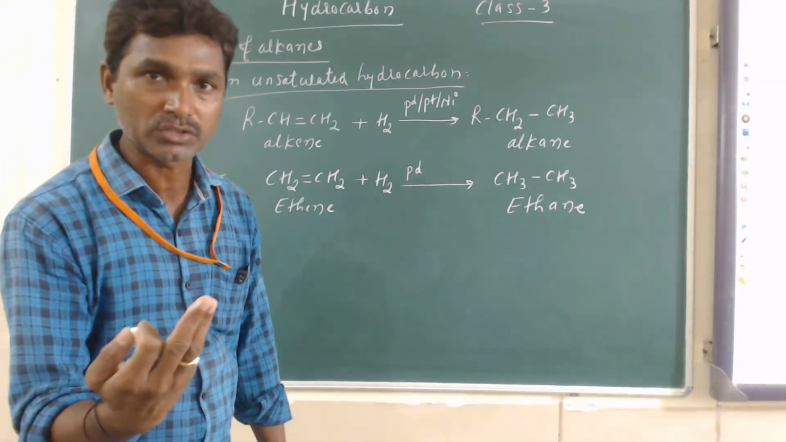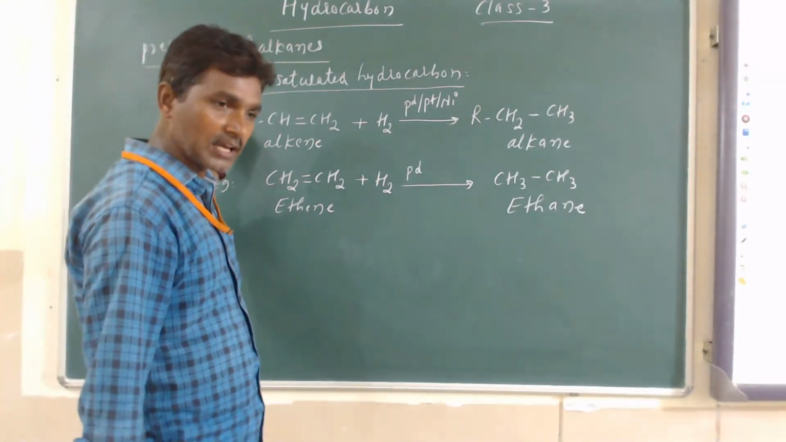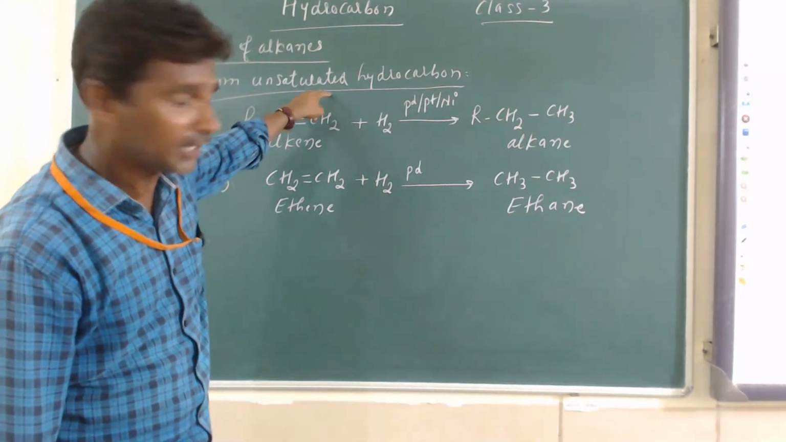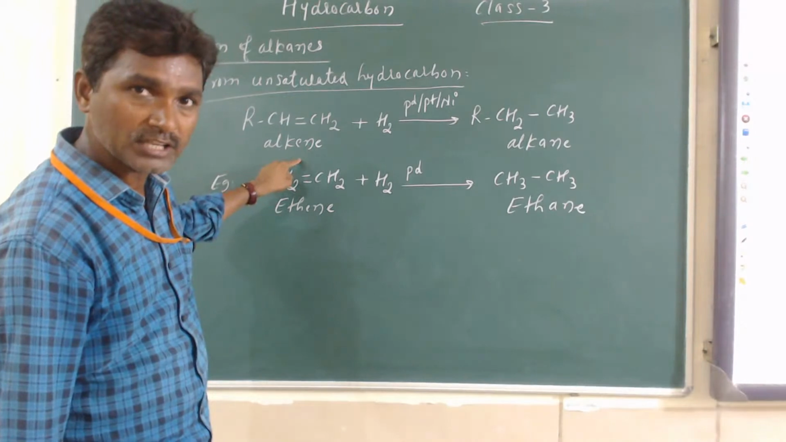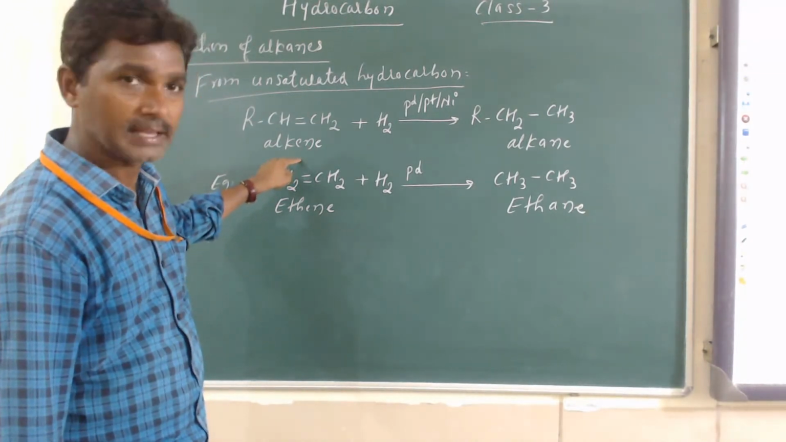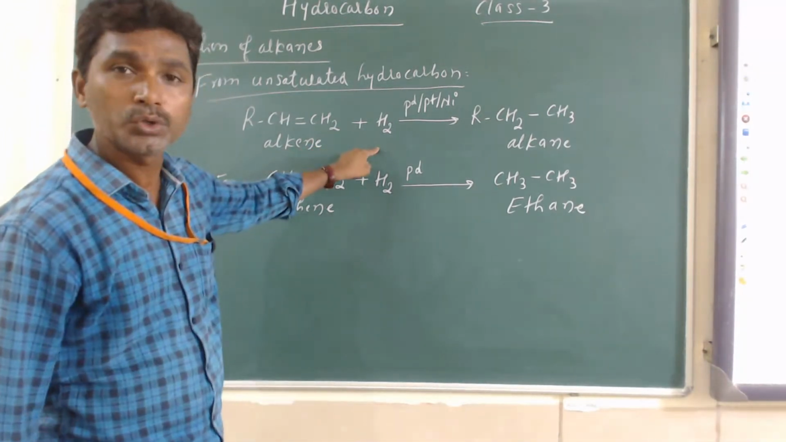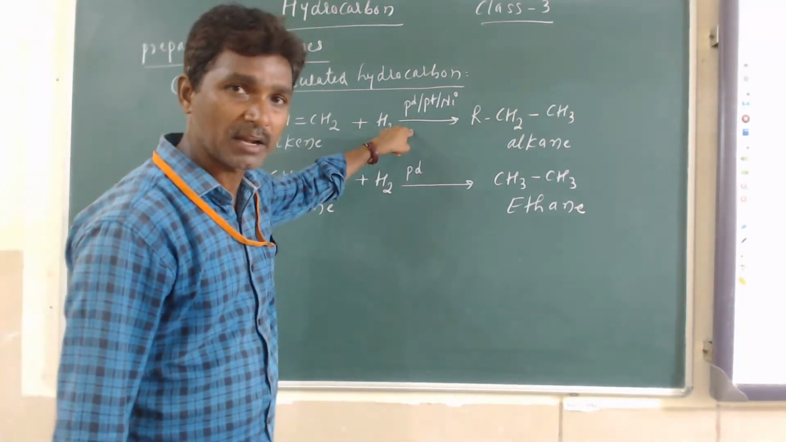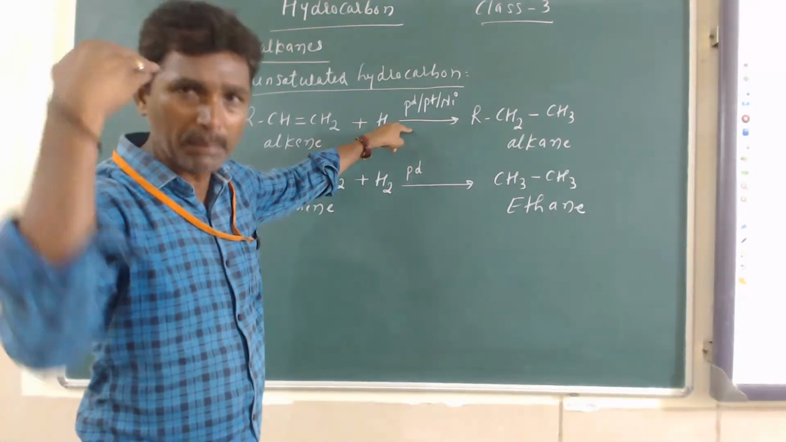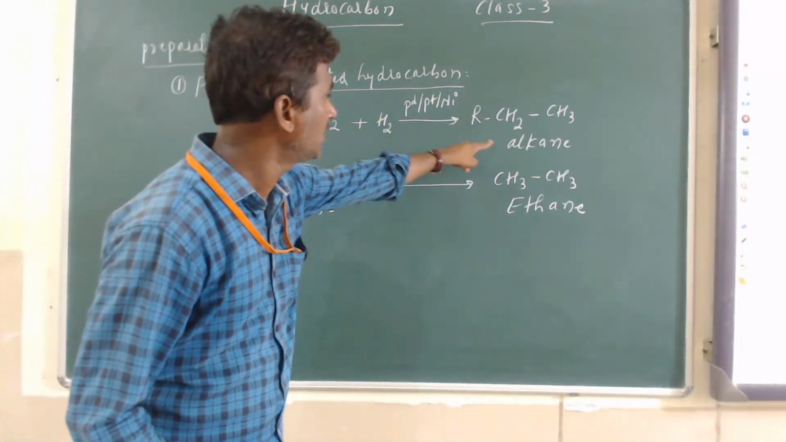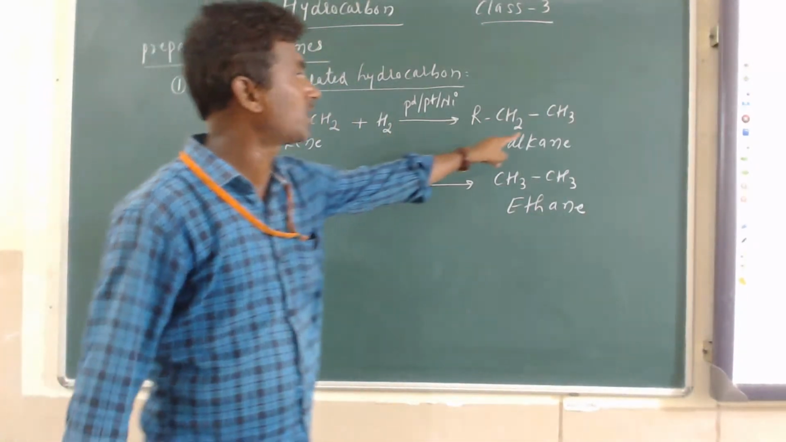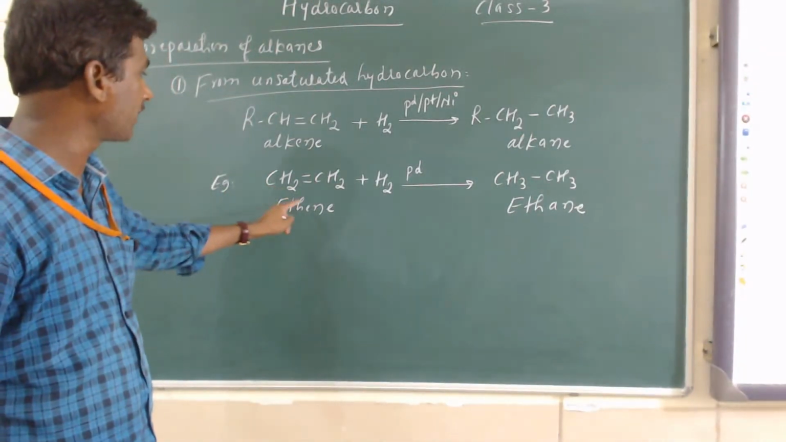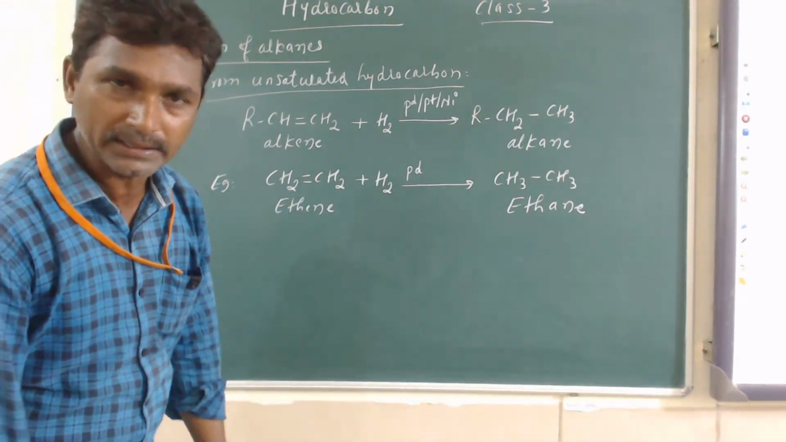So this is the method of preparation of alkane. How are alkanes prepared? The alkanes are prepared from unsaturated hydrocarbon. An example of unsaturated hydrocarbon is the alkene, which has the double bond. To this add dihydrogen, H2, in the presence of either palladium, platinum or nickel catalyst. So the double bond changes to a single bond, and it is an alkane. In this example, ethene changes to ethane.